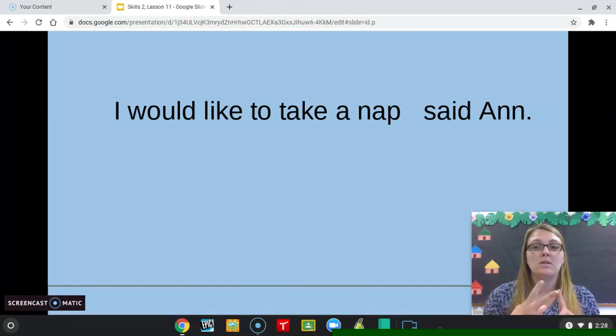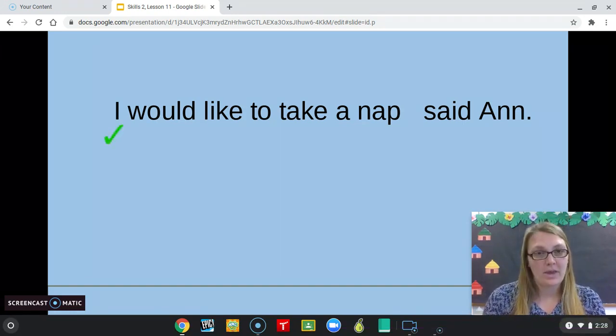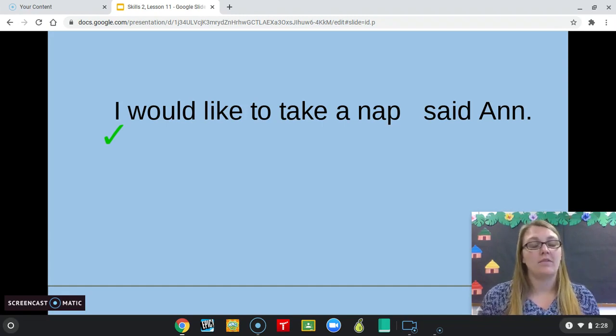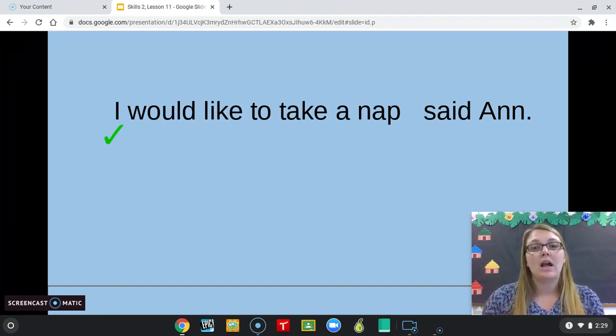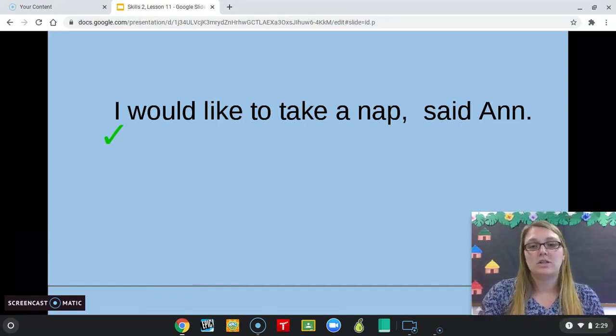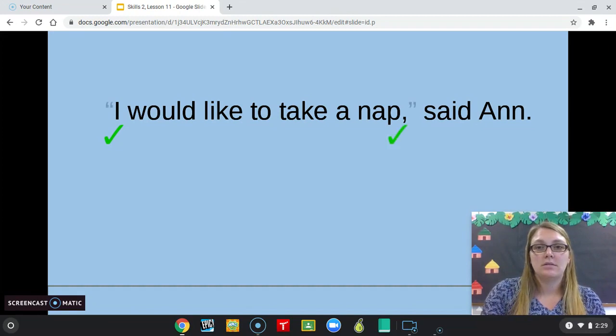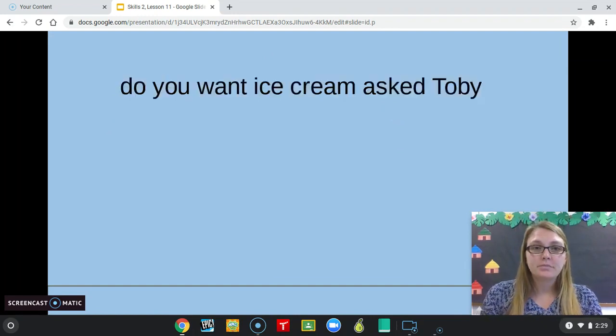So first, let's make sure we have everything we need. We need quotations, we need punctuation, we need capital letters. Starting at the beginning of the sentence, we need a capital letter I. And we have that. I would like to take a nap. Beginning of a sentence, and the word I is always capitalized. Okay, we also need the comma at the end of nap to separate it as the quote. And lastly, the quotation marks. We are all set. Quotation mark, I would like to take a nap, comma, quotation mark, said Anne.